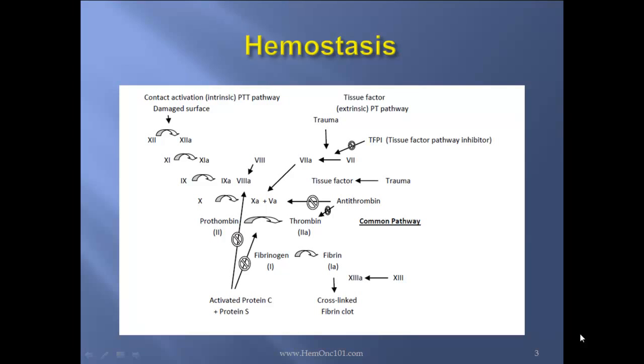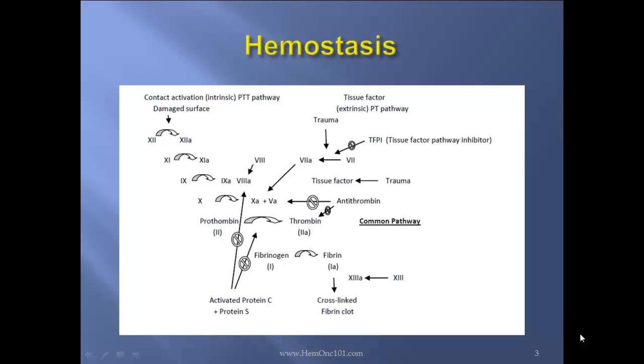Let's review the coagulation pathway. As we know, there are two major mechanisms, the fast extrinsic PT pathway and the more slow methodical PTT intrinsic pathway. So first, with any sort of trauma, tissue factor is released from the endothelial cells, which then activates factor VII. The factor VII not only activates the intrinsic pathway, but also activates the common pathway, which includes 10 and 5, which then activate prothrombin to thrombin, fibrinogen to fibrin. Then the fibrin is cross-linked to the platelets via factor 13.